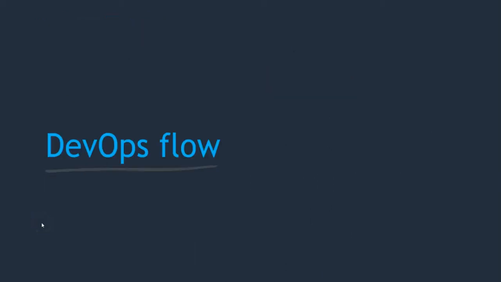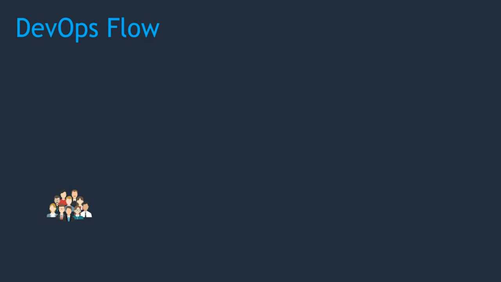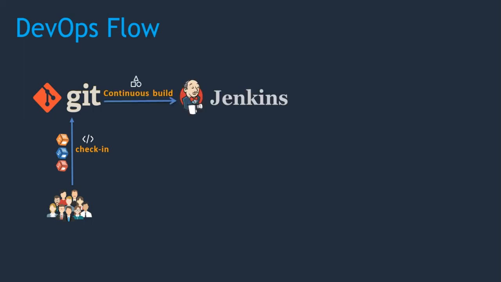Now let's see how these tools fit in our DevOps flow. Usually developers develop their code, and they push the developed code into a Git repository. Git is a source code management system. Whenever code is available in Git, Jenkins pulls that code and does the build. Once the build is completed, it generates an artifact.